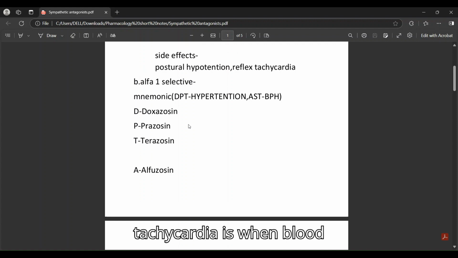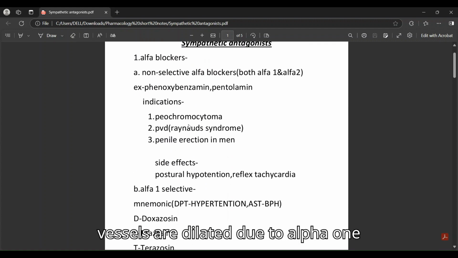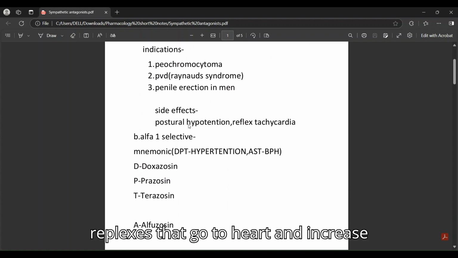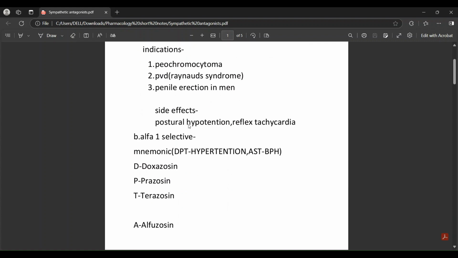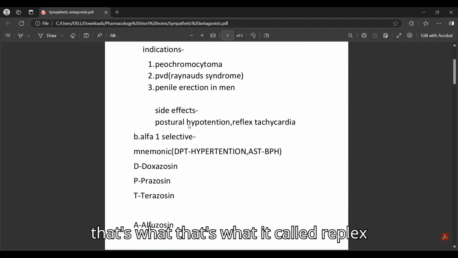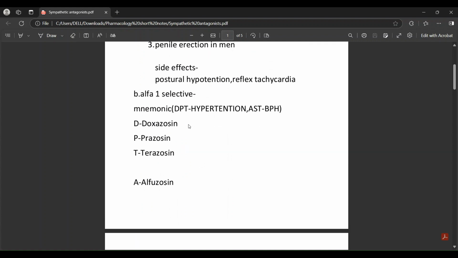And reflex tachycardia is when blood vessels are dilated due to alpha 1 blocking. So there are reflexes that go to the heart and increase sympathetic flow in the heart. That is what is called reflex tachycardia and postural hypotension.